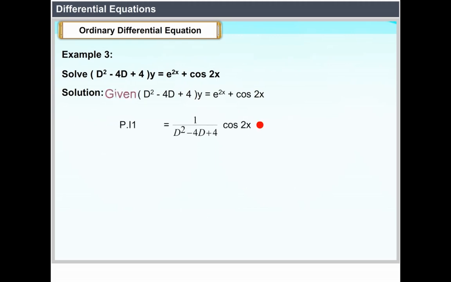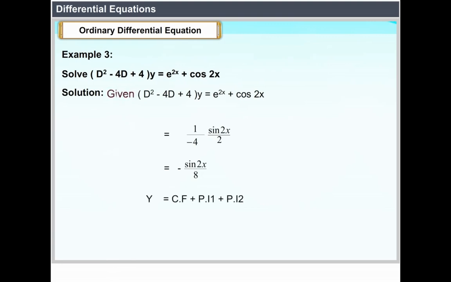PI2 = 1/(D² - 4D + 4) cos 2x. Replace D² by -2²: = 1/(-2² - 4D + 4) cos 2x = 1/(-4D) cos 2x = -(1/4) sin 2x / 2 = -sin 2x / 8.